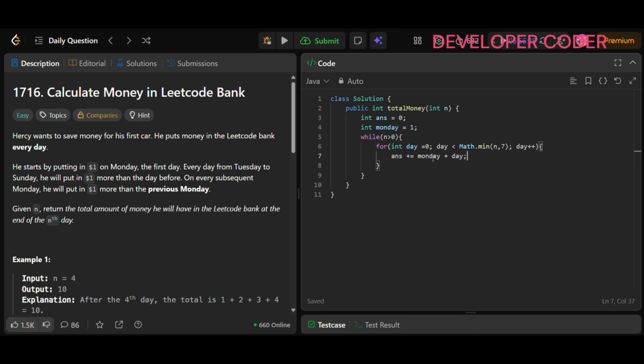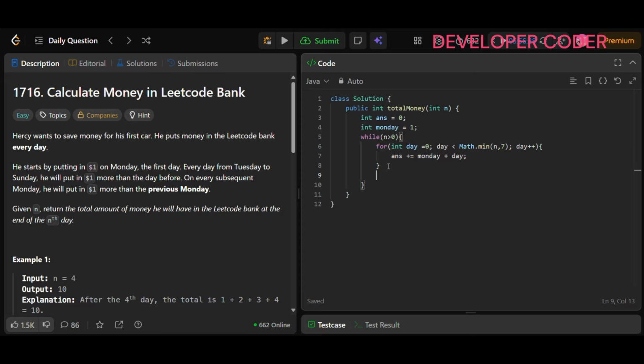So if Monday is 1, so day 0 is $1, then day 2 is going to be $2, then $3, then $4, right? Like this. So here day is less than, I'm writing less than 7, okay? So 0, 1, 2, 3, 4, 5, 6. So for 1 week I will get the values, right?